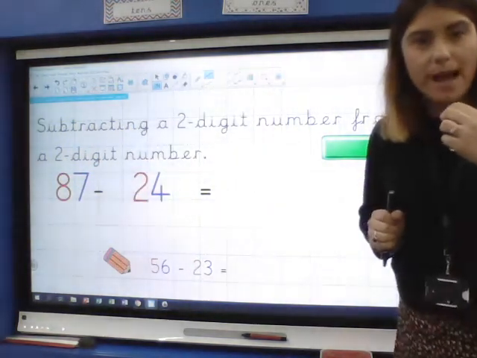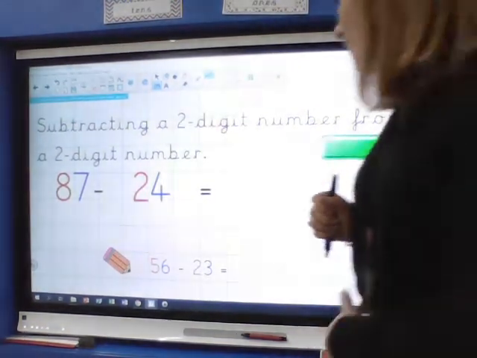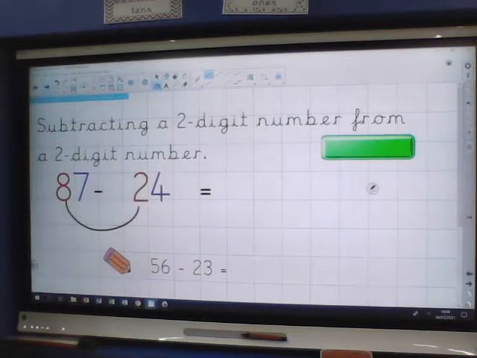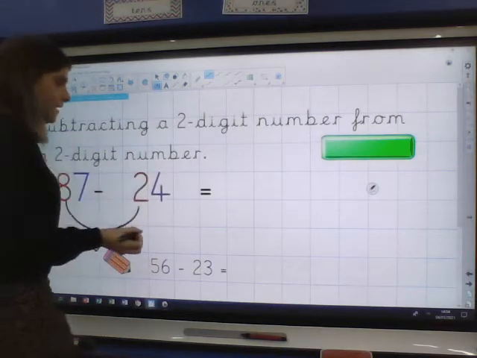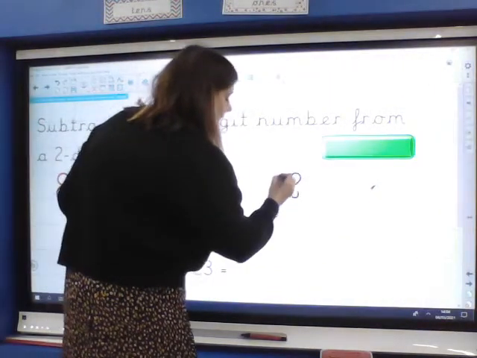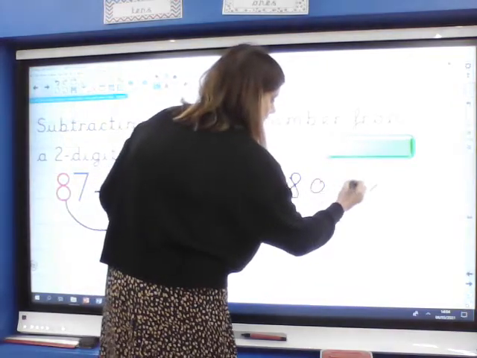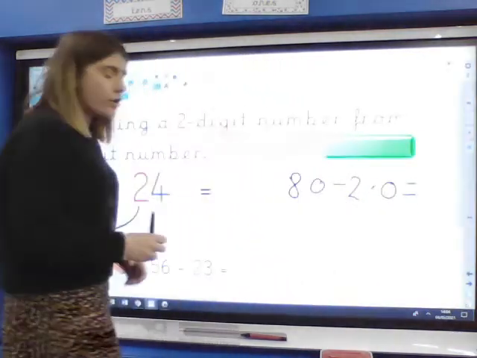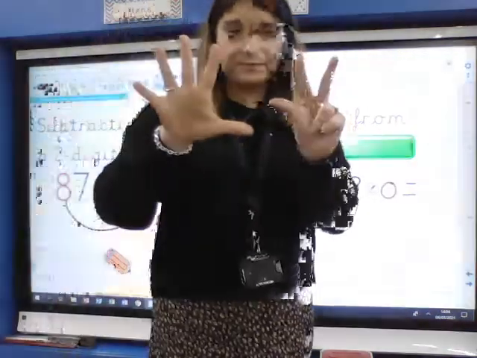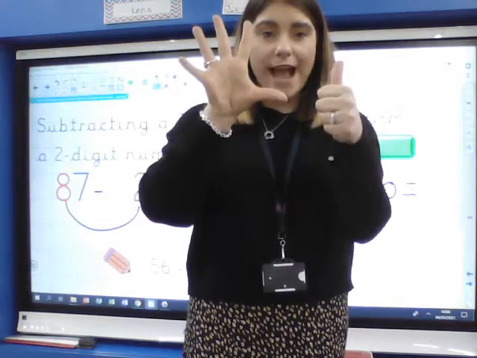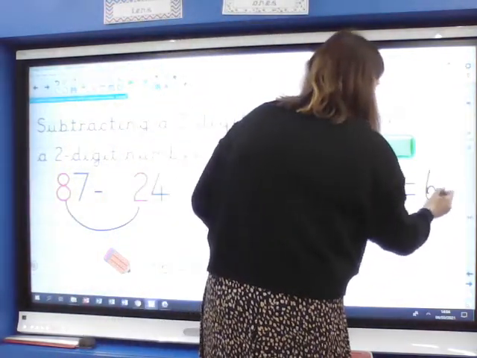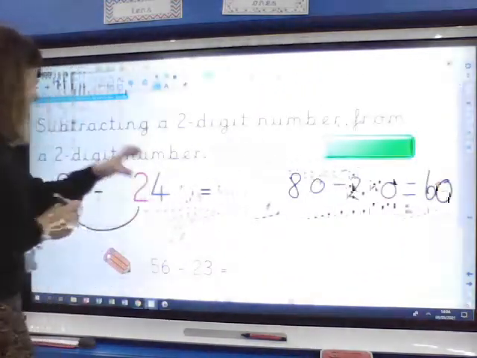I need to start with my tens first. So I've got 8 tens, take away 2 tens, or 80 take away 20. So 8 tens, 80, take away 20. So we could do, if we're not sure, 8 take away 2 is 6. So 80 subtract 20 is 60, adding that 0. So I know my answer is going to be 60 something.